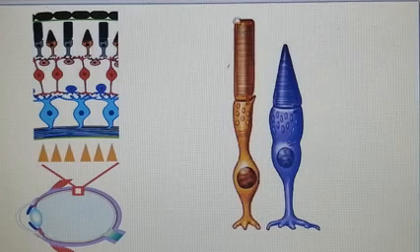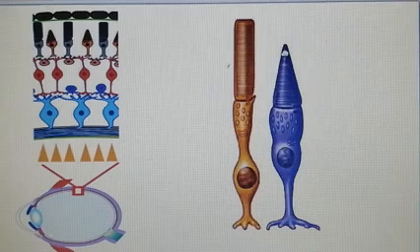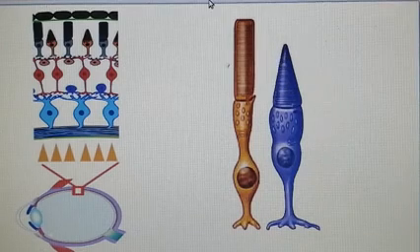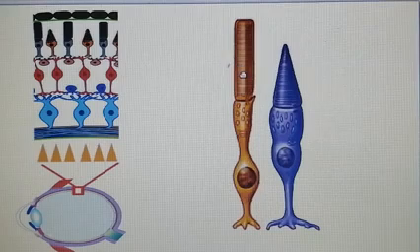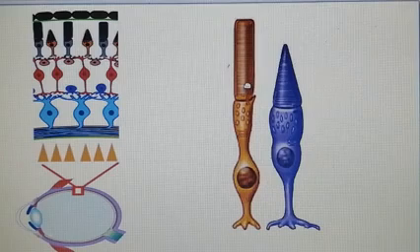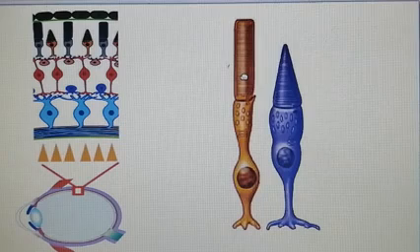Rod cells, the end of the cell we can see is rod shaped. In cone cell it is cone shaped. Rod cells contain the visual pigment called rhodopsin. Rhodopsin is formed from a protein named opsin and retinal, which is derived from vitamin A. They are activated even in dim light.